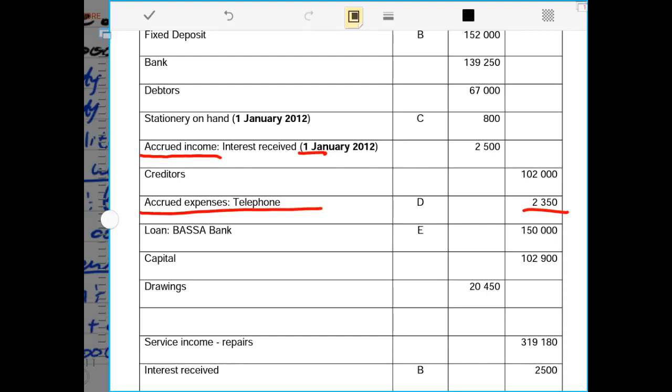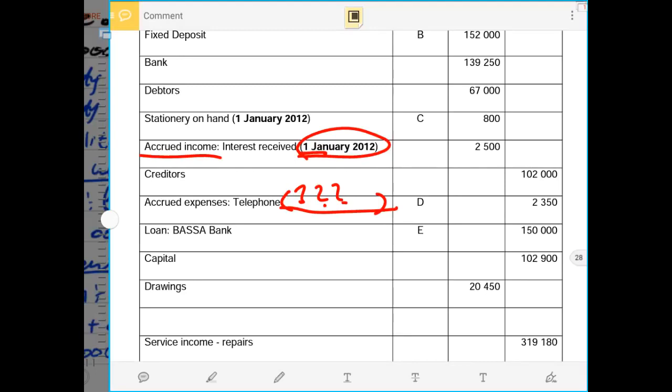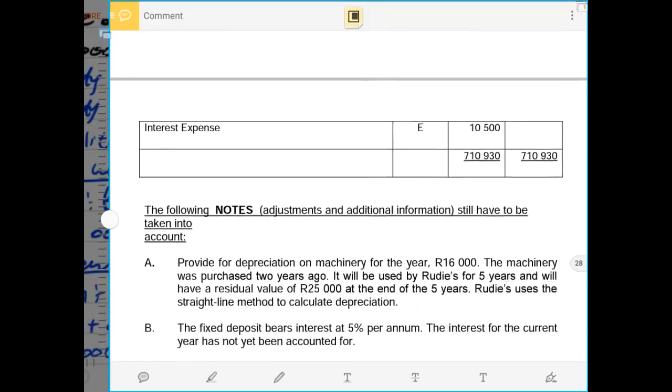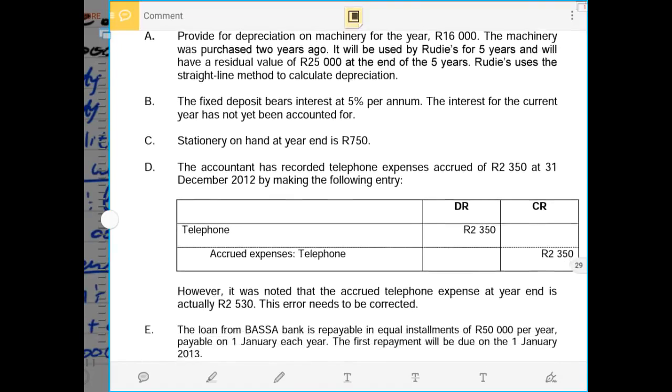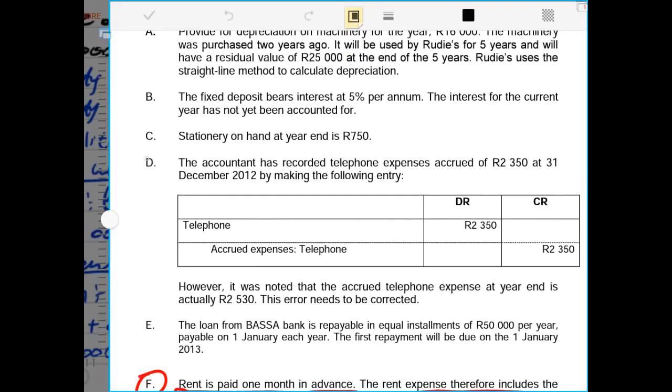And these entries, guys, are always very, very critical. Remember, when it comes to telephone, there's something that is important with the telephone. Regarding the telephone, they don't write the date. Here, there's a date, 1st of January. But regarding the telephone, there's no date. Why is there no date? The reason is because in one of the journal entries, it was clearly stated, number D, that the accountant has not yet recorded telephone expense accrued by the end of the current year.